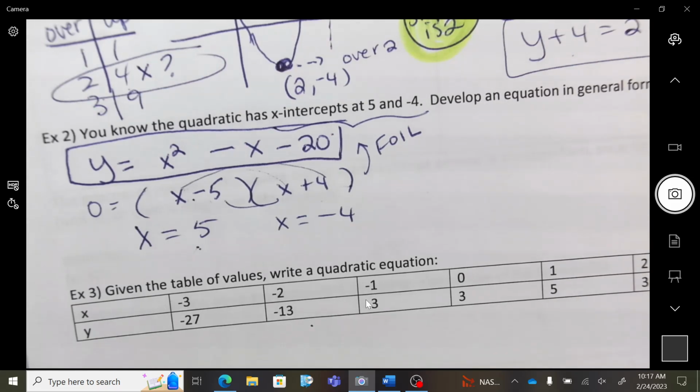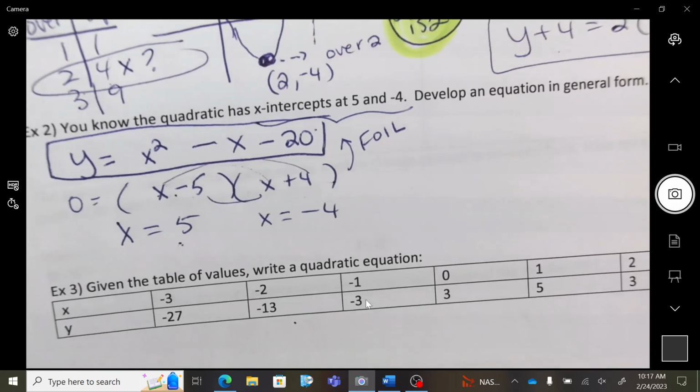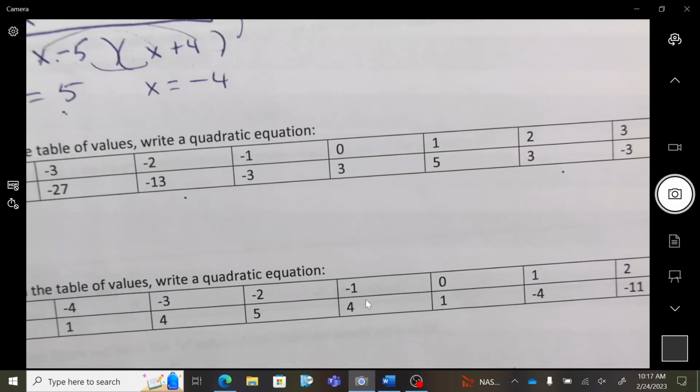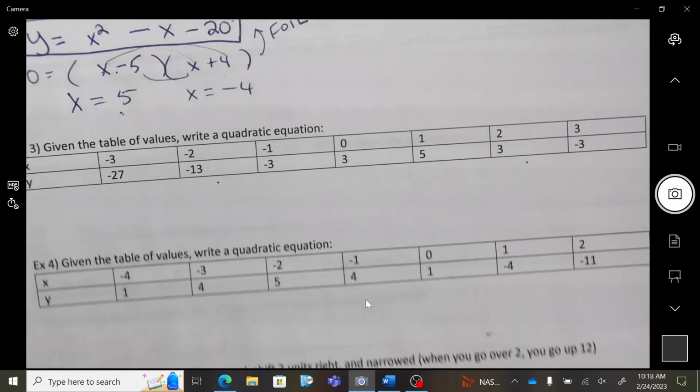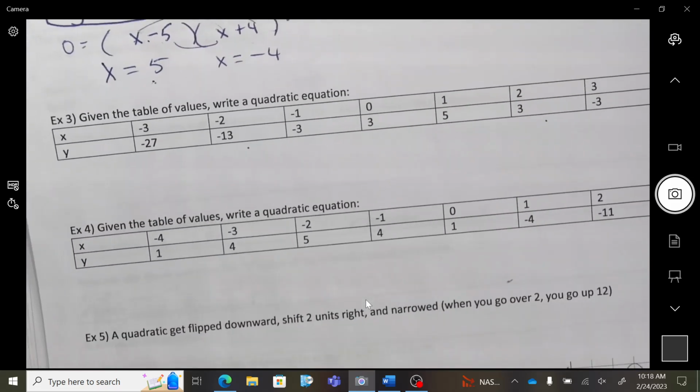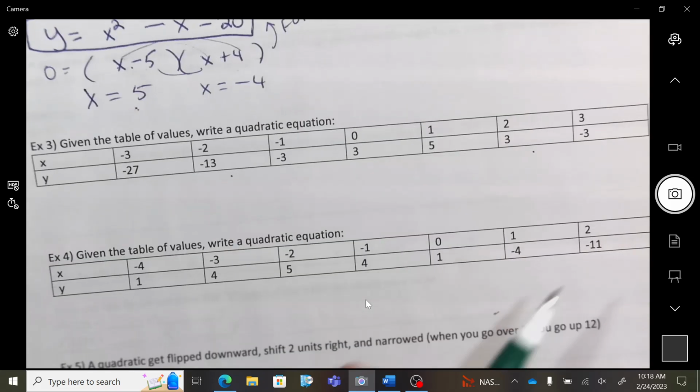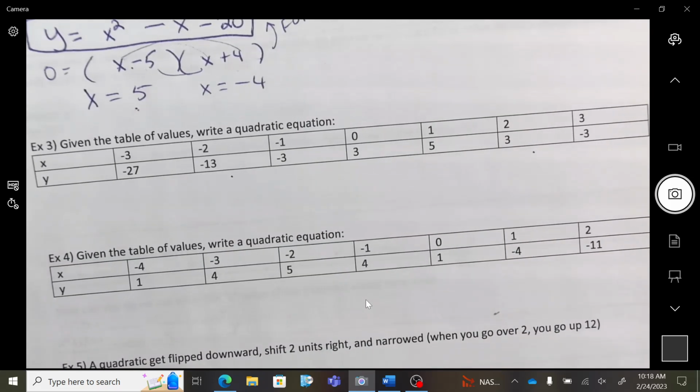Okay. 3. I need an equation from this table. So, first of all, looking at these coordinates, I got to figure out which one of these is my vertex. How do I know if something is a vertex? The symmetry would happen around that point. It's the only lonely point, and then there's symmetry around that point. Can you figure out which one that would be?